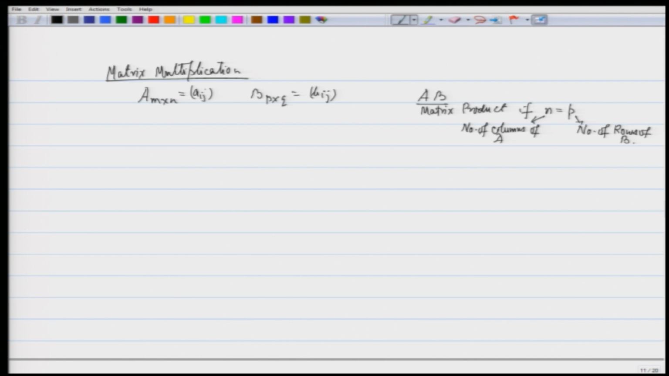So, as I said, we have a matrix product only when n should be equal to P. So, I have a matrix m cross n, then if I want to multiply, B has to be of the size n cross Q, and the output is a matrix C which has m rows and Q columns. This n and n cancel out. So, you are left with m rows and Q columns. Let us look at examples to understand it.